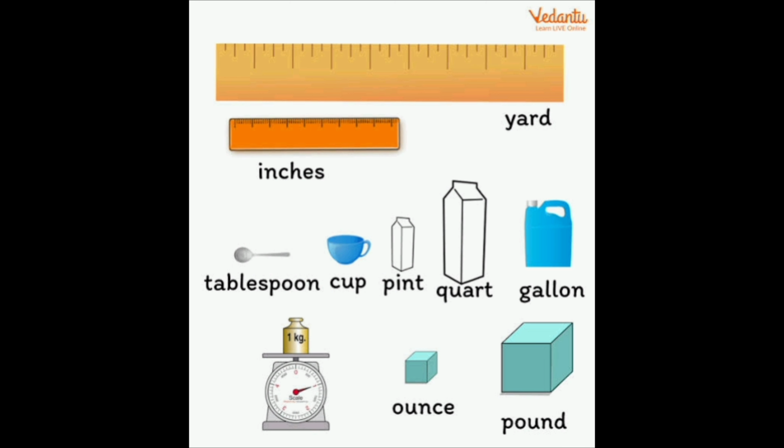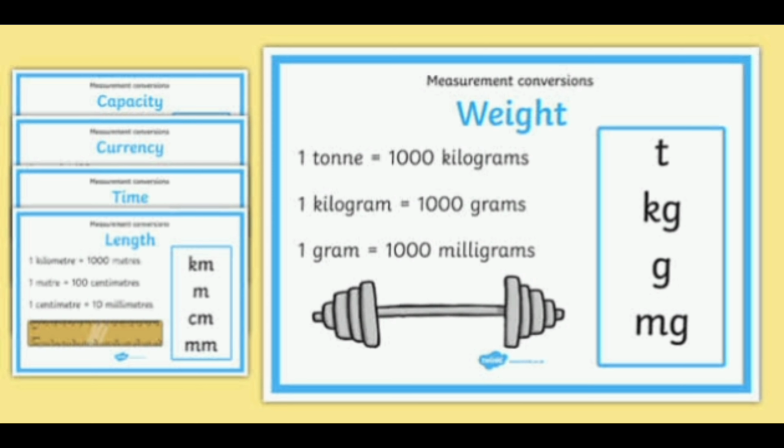Okay, derived units. A derived unit is made by combining basic units. For example, speed. Speed is distance by time. Distance you measure in meters and time in seconds, so its unit is meter per second. So a derived unit is nothing but a combination of basic units.